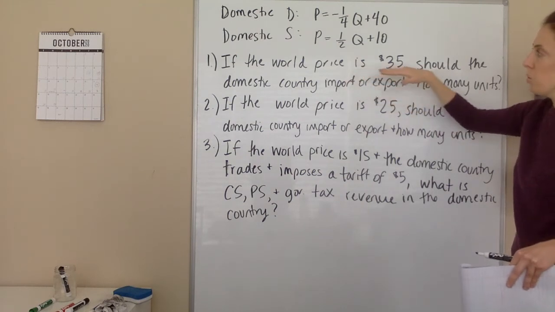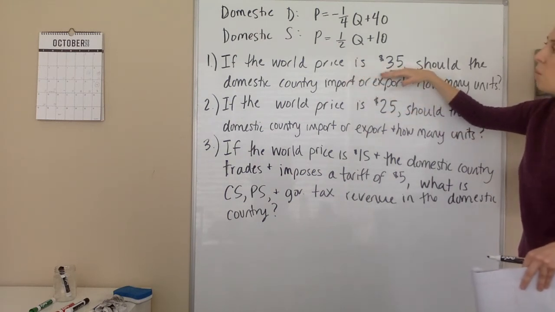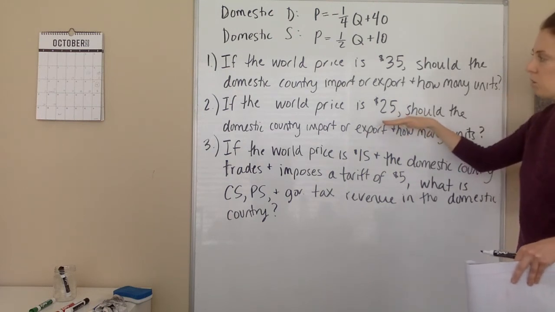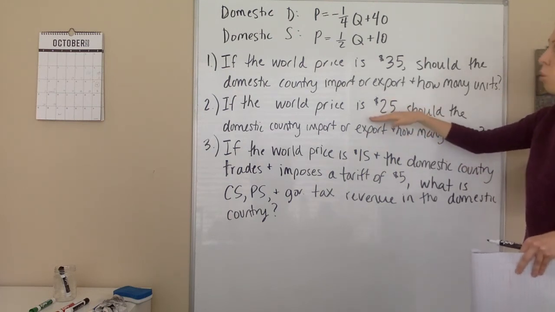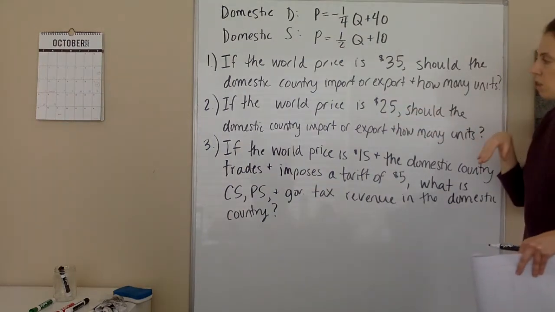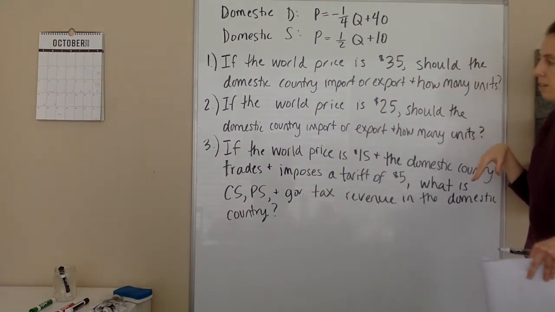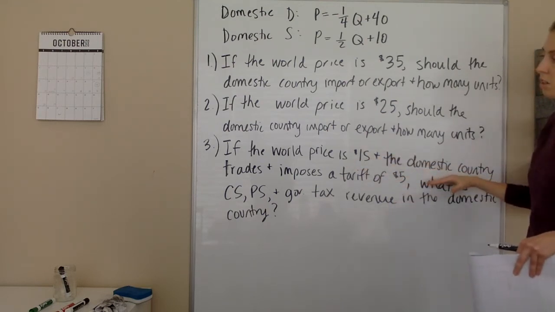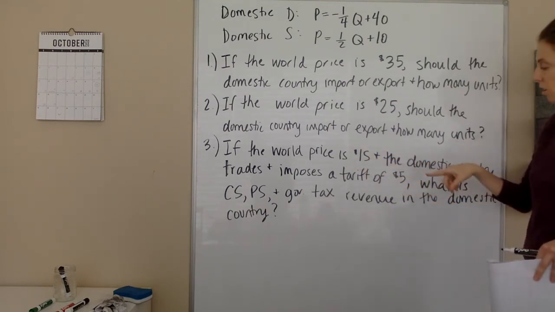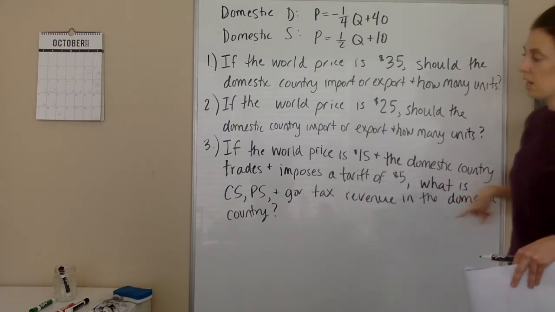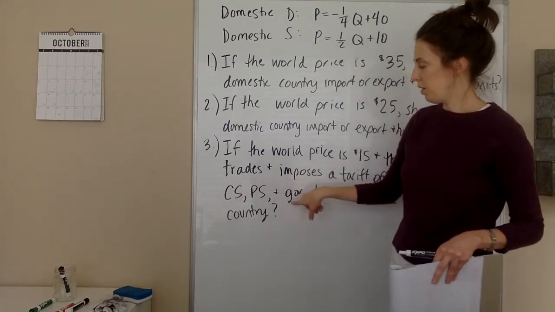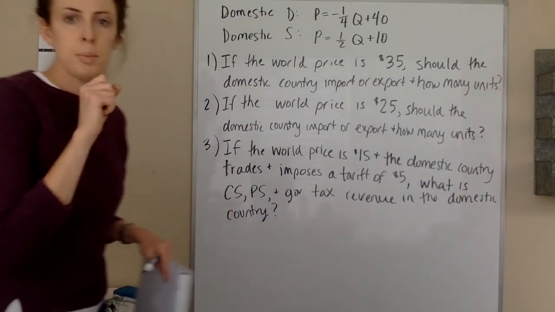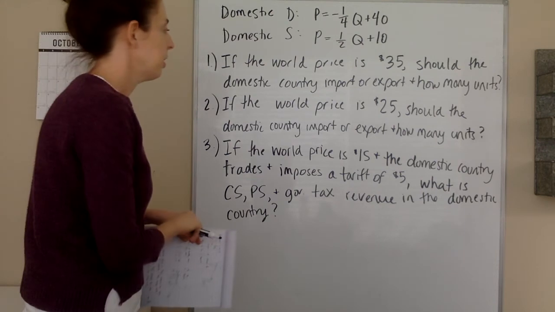Question number 1, suppose the world price is 35. The question is, should the domestic country import or export and how many units? Question number 2 is, if we change the world price to 25, should the domestic country export or import and how many units? And then the last question is, if the world price is $15 and the domestic country trades and imposes a tariff of $5, then you need to calculate consumer surplus, producer surplus, and government tax revenue in the domestic country. Okay, these are hard questions, so I'm going to walk you through them a little bit.